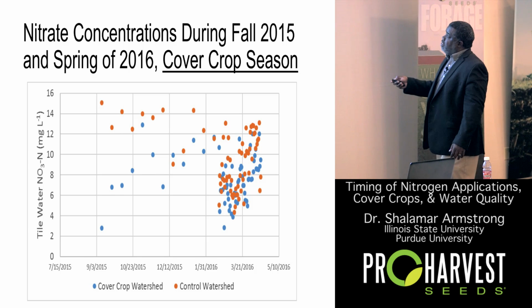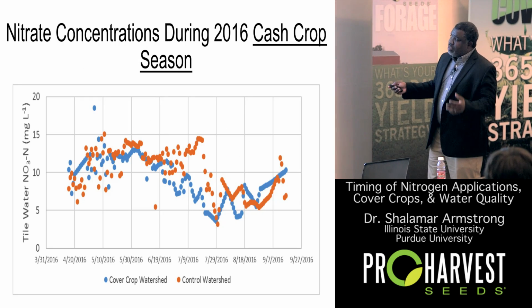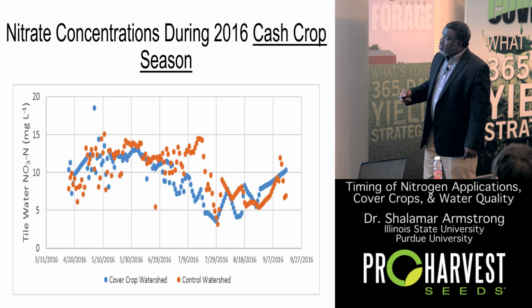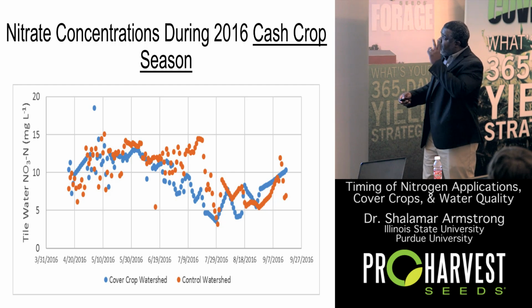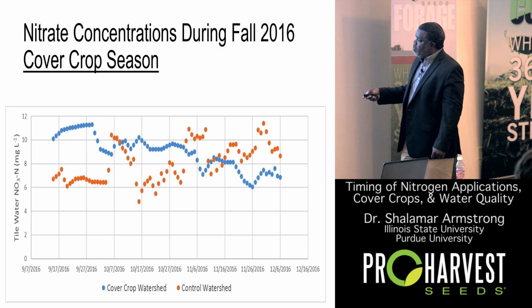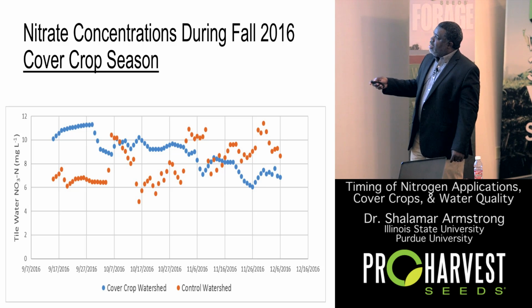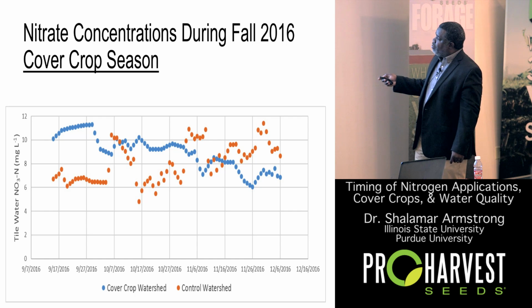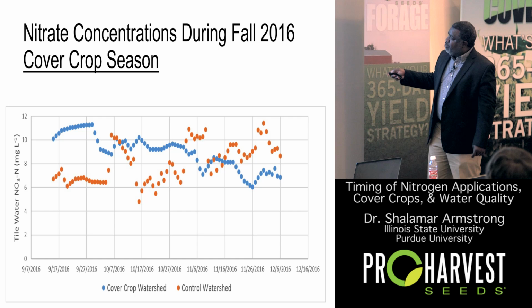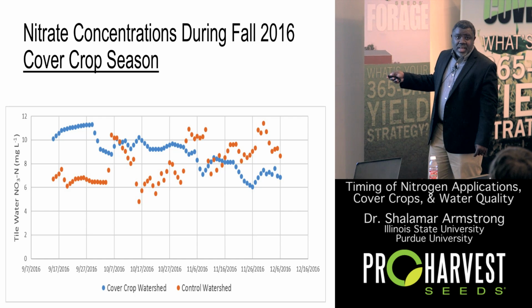When you look at the cash crop growing season, whether corn or soybean, you're not seeing much separation, not much difference, okay? Then you come into this fall, and what I'm seeing here is a slight increase in nitrate getting into the stream from the non-cover crop watershed, the control, and then a decrease over time as the cover crop matures. Okay, so we're hoping that when we continue to analyze, we see this gap widen, and we see better control in the spring.